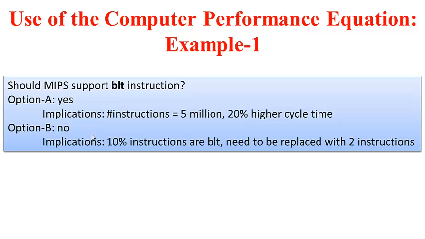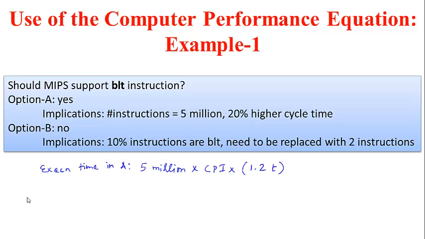If you go with the option of supporting BLT, it results in a 20% higher cycle time. And the implications of not supporting are that in this particular program, which is run as a test case, let us say that 10% of instructions are BLT. They essentially need to be replaced with two instructions, that is SLT followed by BEQ. So given these numbers, you can answer the design question quantitatively. Give it a try. So here is the solution.